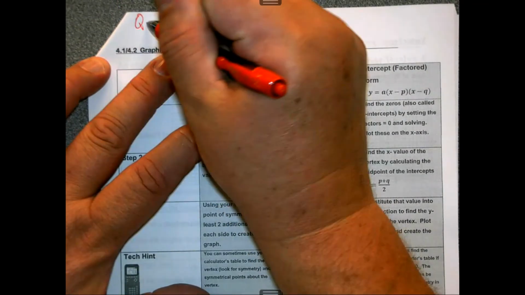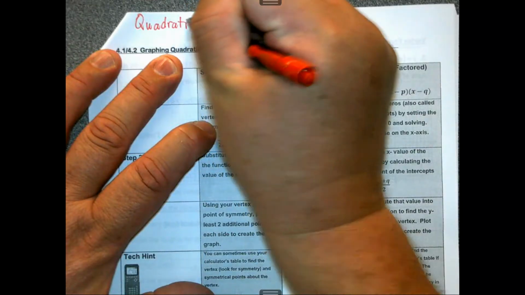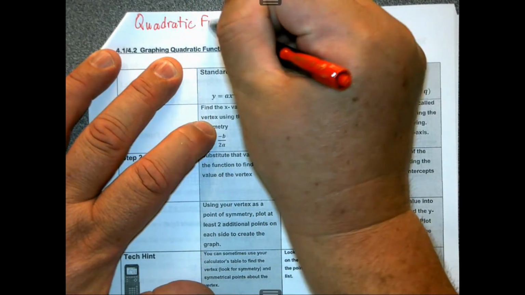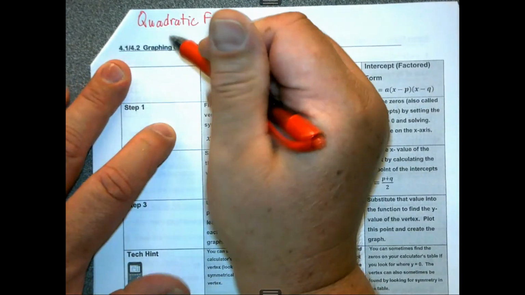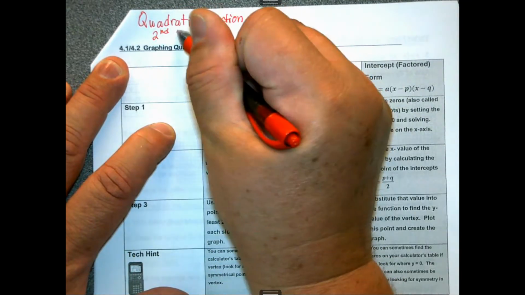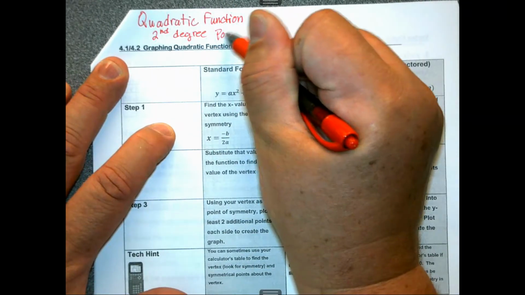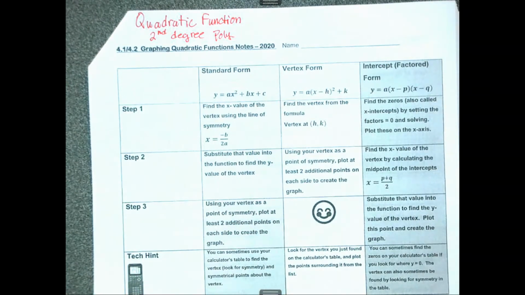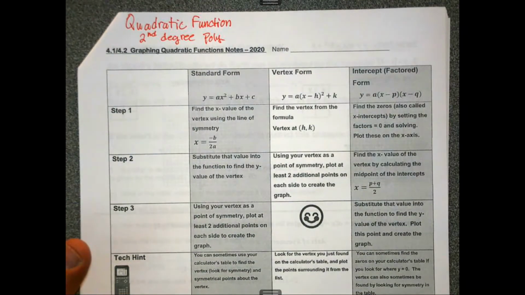Algebraically or by hand, manually, however you want to call it. Does anybody remember the definition of what a quadratic function is? The word quadratic. It's for second degree polynomials. Okay. And does anybody remember the shape of our quadratics?